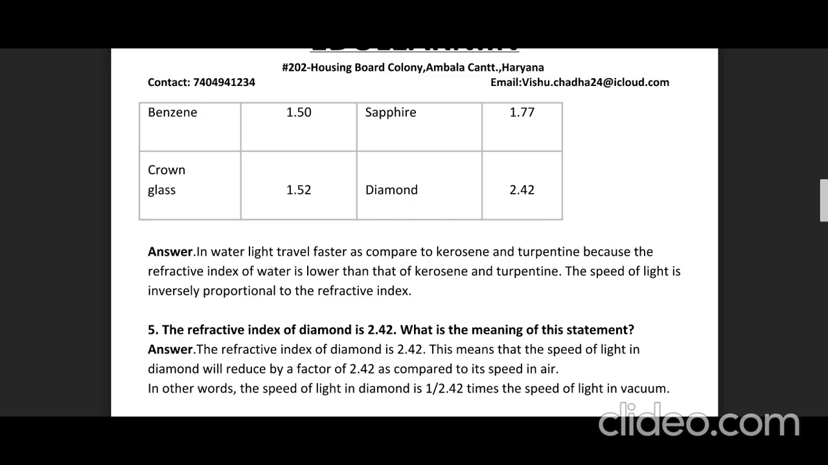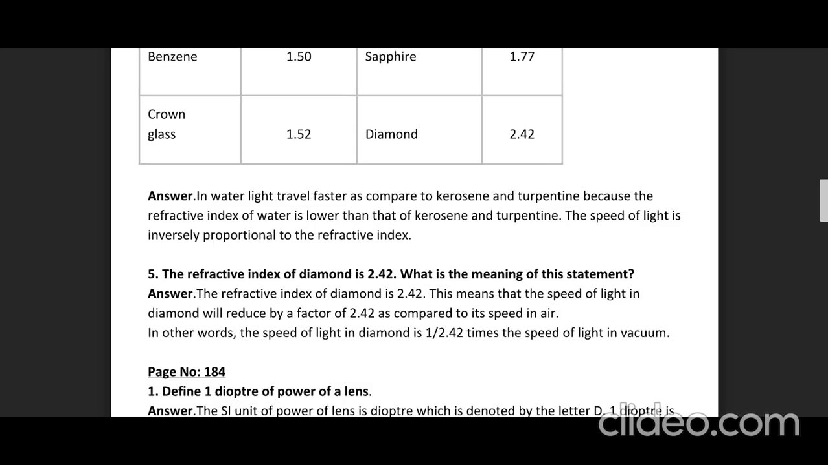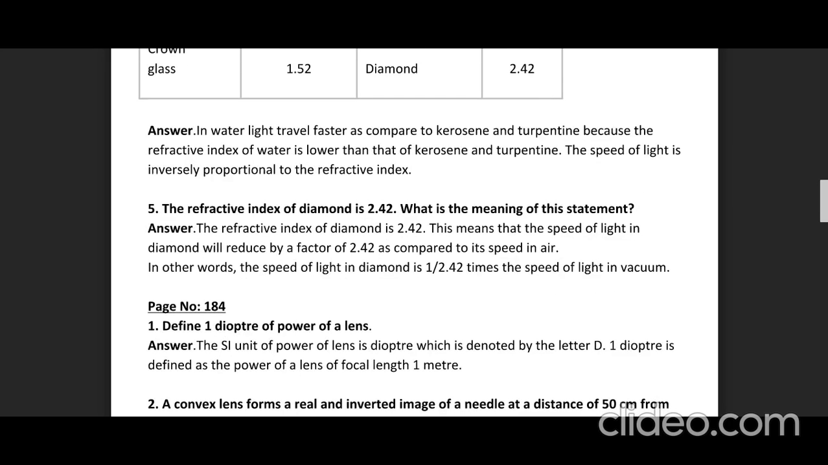मतलब जितना ज्यादा refractive index होगा उतनी कम speed होगी. Refractive index कब ज्यादा होता है? जब वो denser medium होता है. For example, diamond has the highest refractive index that is 2.42. वो बहुत ज्यादा dense medium है जिसके अंदर light बहुत कम speed से travel करती है. The refractive index of diamond is 2.42.